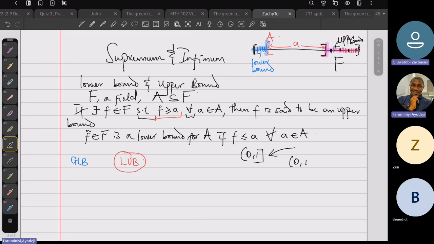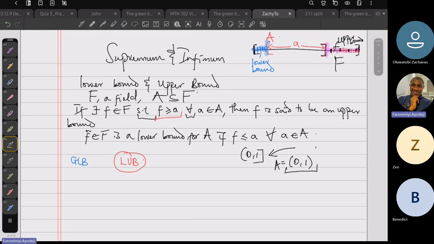But can you give me one element in the upper bound of this set? So if this is our A, can you tell me one element in the upper bound of that set? Still one. 1 is an element in the upper bound. 72 is an element in the upper bound. 1.5 is an element in the upper bound.